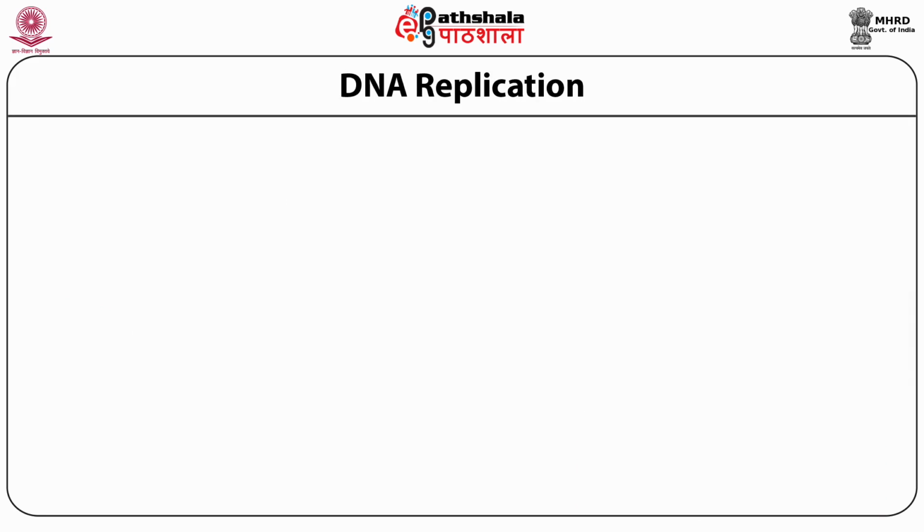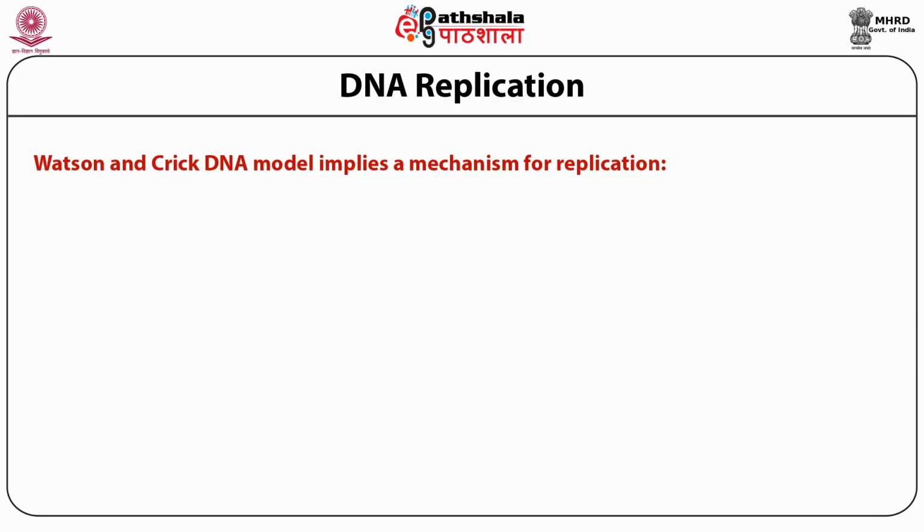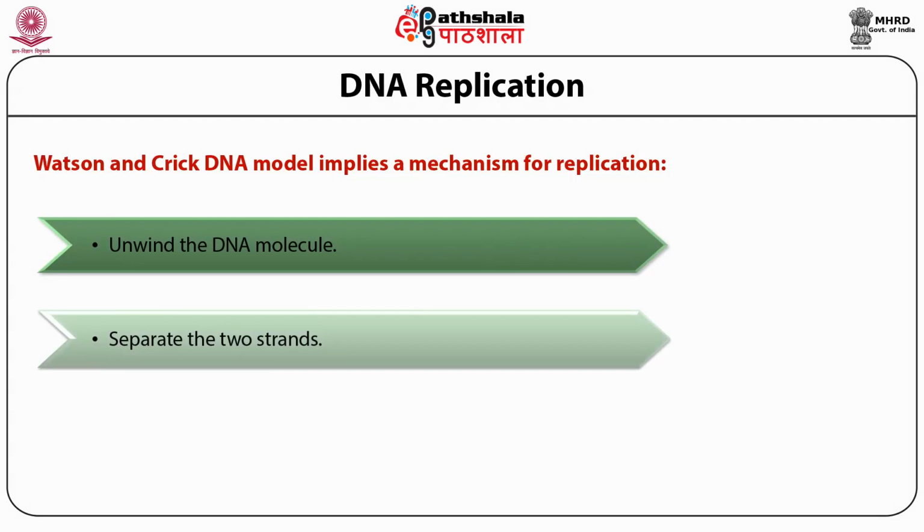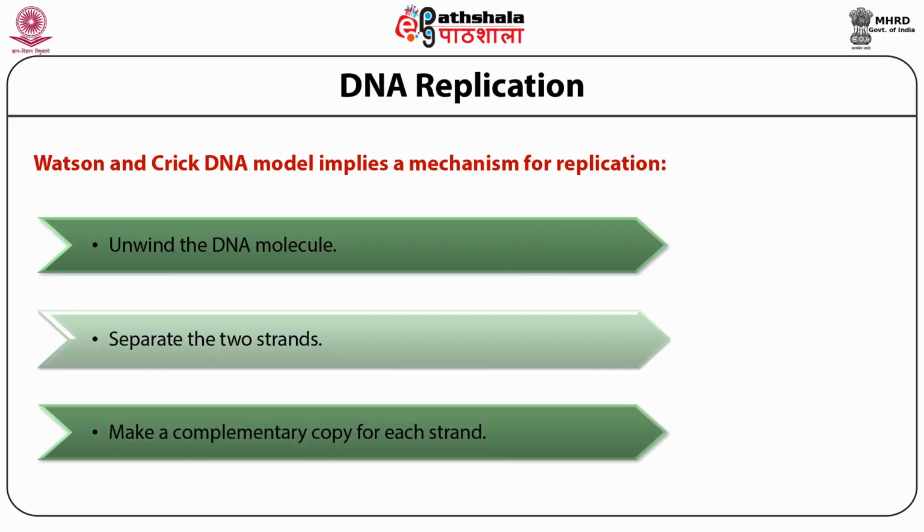DNA replication. Now, the double-stranded structure of DNA was given by Watson and Crick in 1953. Their model was very simple. It also implied a very elegant mechanism for replication. Because the DNA was double-stranded, the model implied that replication would involve unwinding the DNA molecule, separating the two strands, then making a complementary copy of each strand.